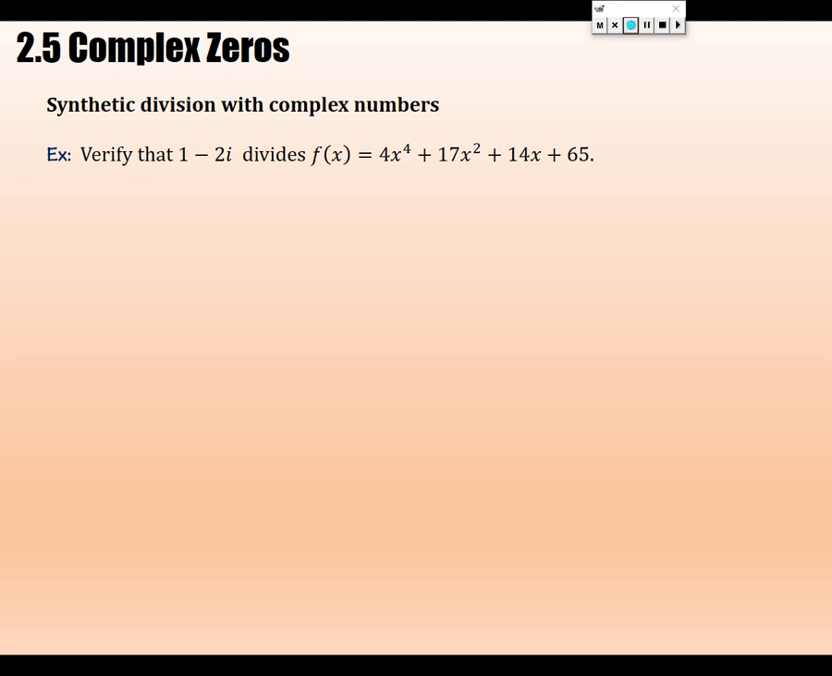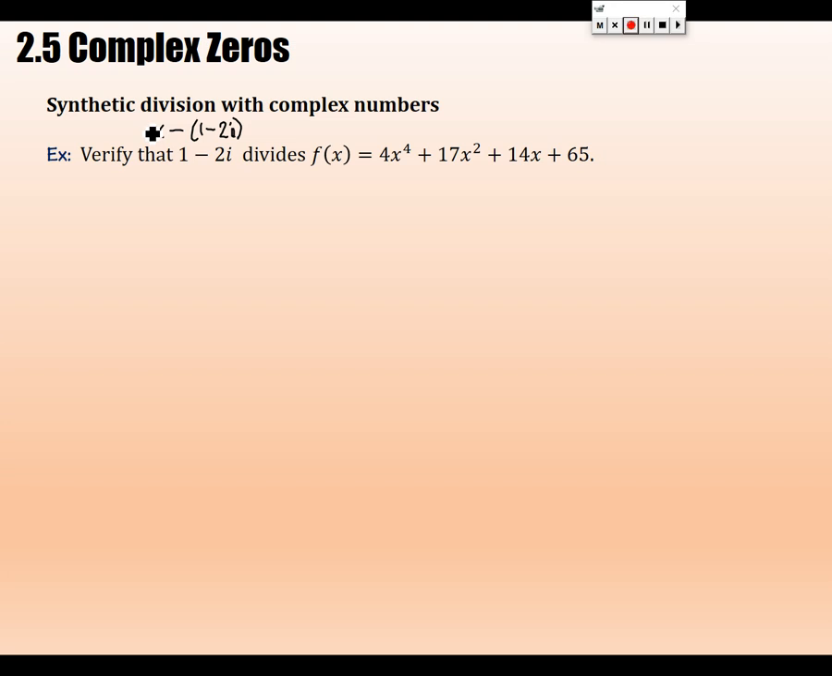So if we were to divide, how would we divide when the divisor is not just 1? Yeah, I guess I should have said x minus 1 minus 2i. I'm just saying this is the thing that divides into this. The thing we're plugging in up in the corner is 1 minus 2i. So we won't do that, but I just want to let you know that synthetic division still works if you want to do that.